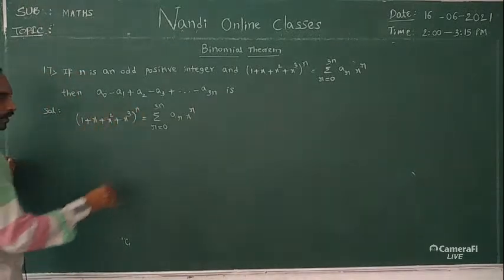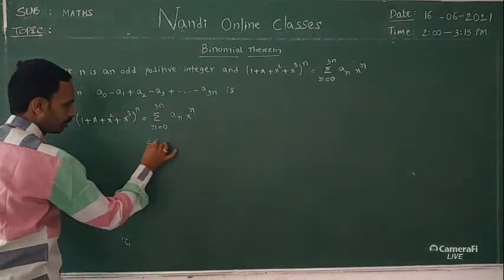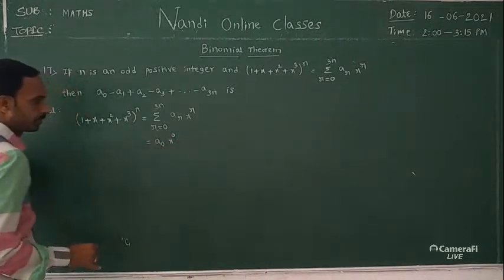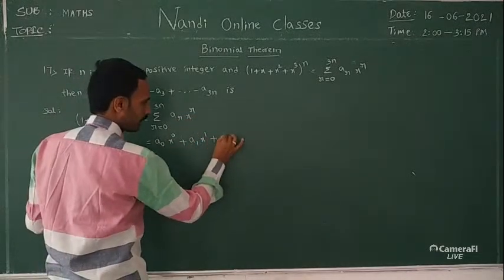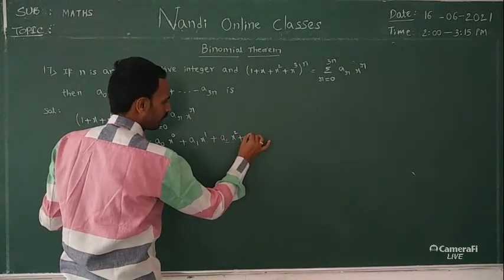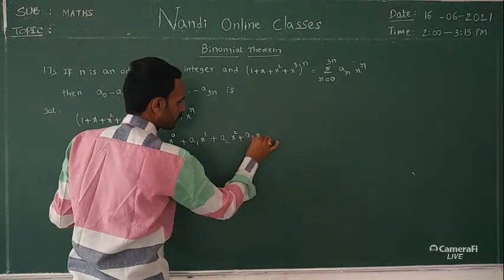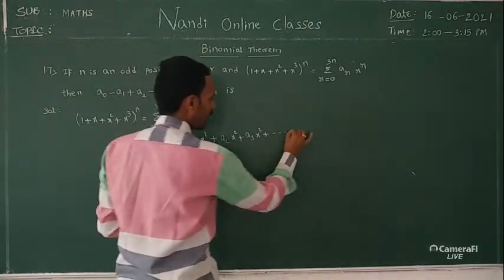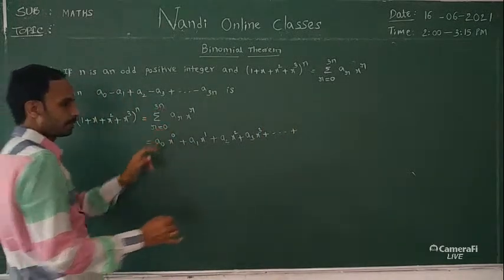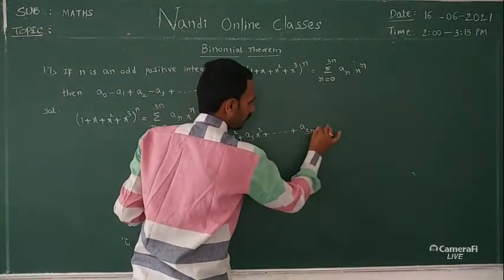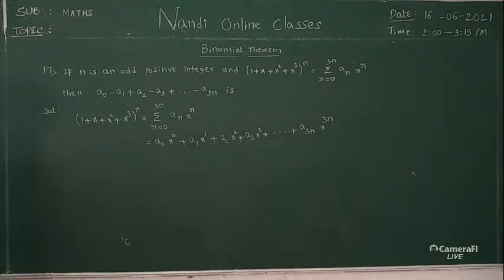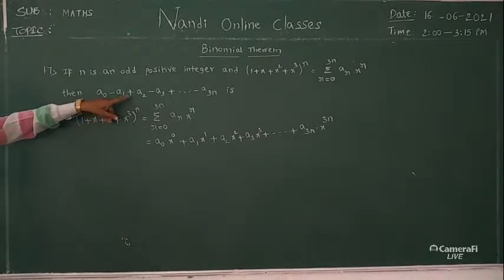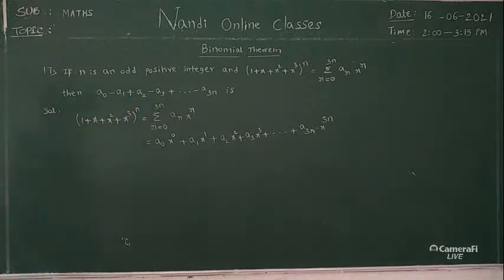Put r values 0 and so on: expand it, it is equal to a naught into x power 0 plus a1 into x power 1 plus a2 into x square plus a3 into x cubed plus and so on. The last r value 3n gives a3n into x power 3n. If you expand that one, you will get it like this. We are going to find this value: a naught minus a1 plus a2 minus a3, like that.